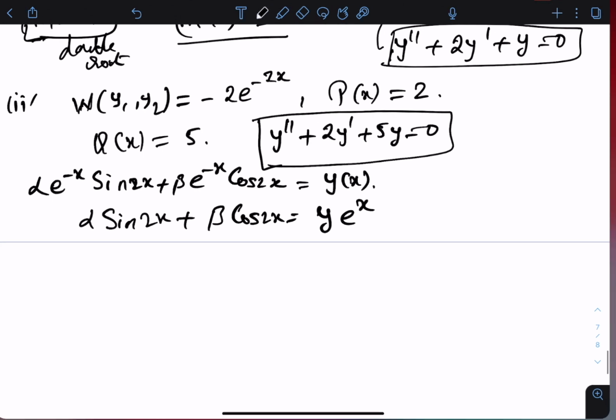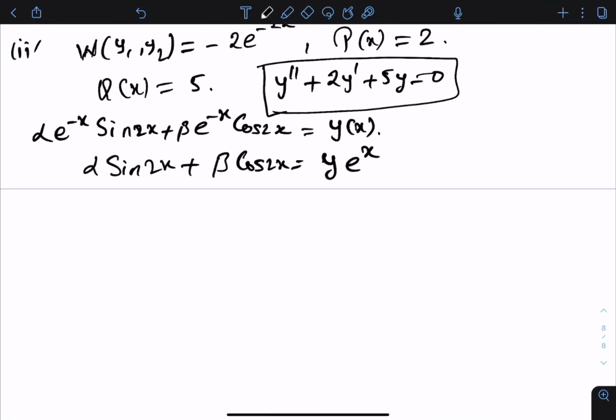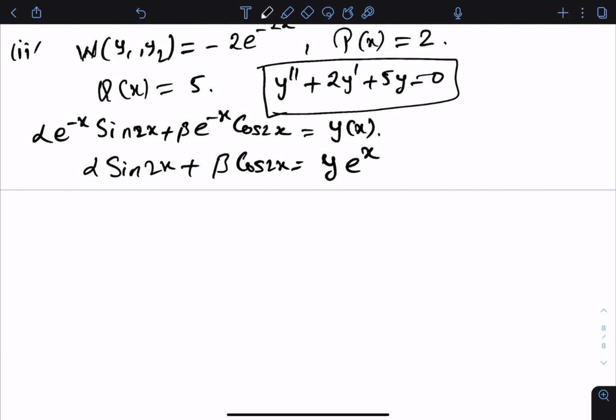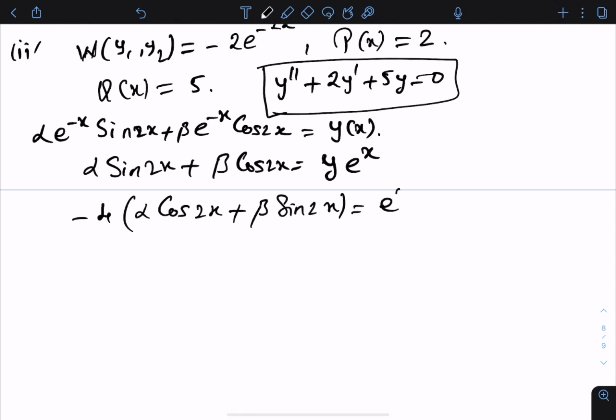You eliminate the constants, because whatever differential equation you get after eliminating the constants is the thing. There are two constants, so for that you differentiate twice. If you differentiate twice, what you get is minus 4 times (alpha cos 2x plus beta sine 2x) times e power minus x, which equals y double prime plus 2y prime plus y.